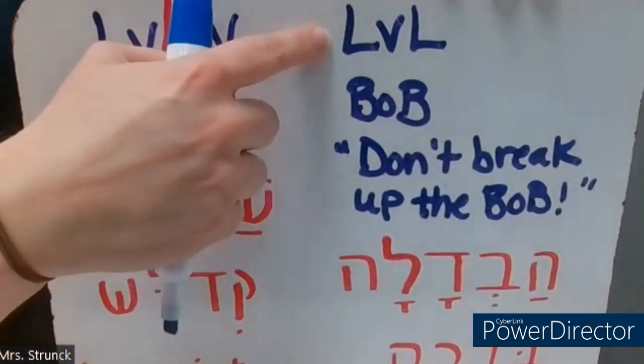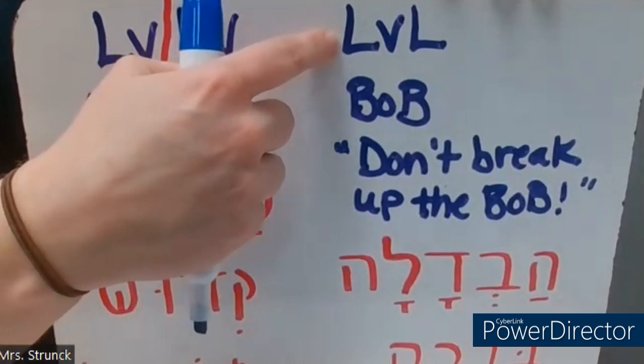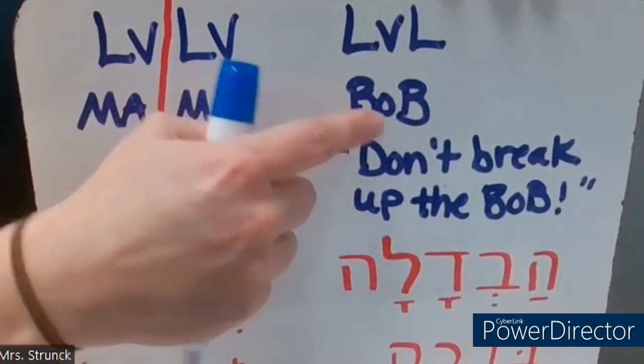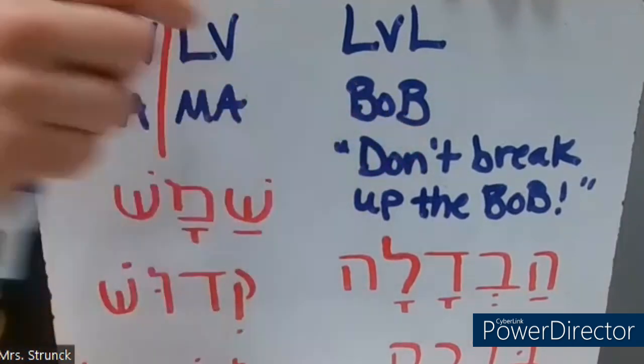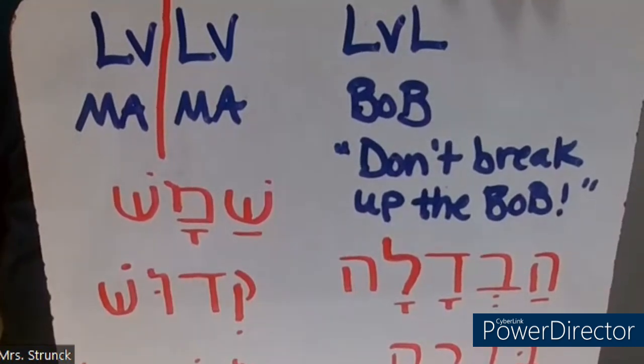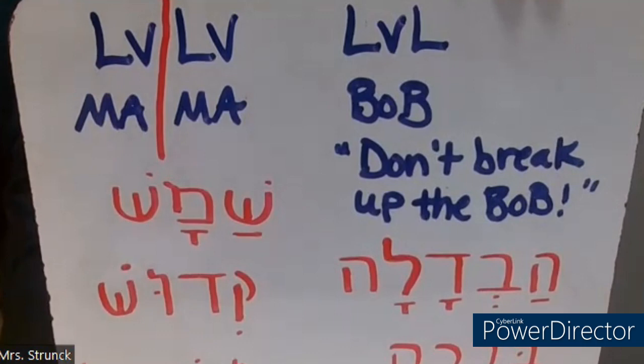Then the second one, if we have a word that's letter, vowel, letter, like Bob, that's going to be one syllable. If we did syllable clapping again, it would be just one clap. Bob. I always tell my students, don't break up the Bob. And they love that. That always sticks. So there's no line dividing up the syllables there.